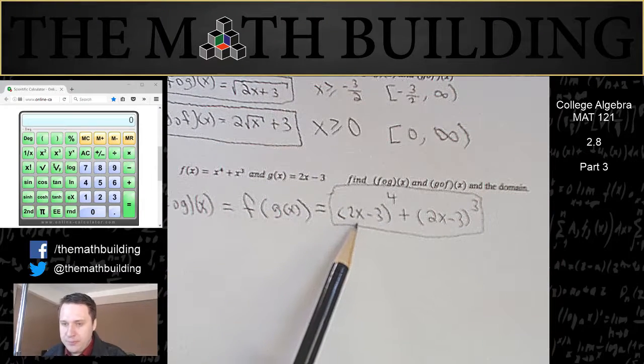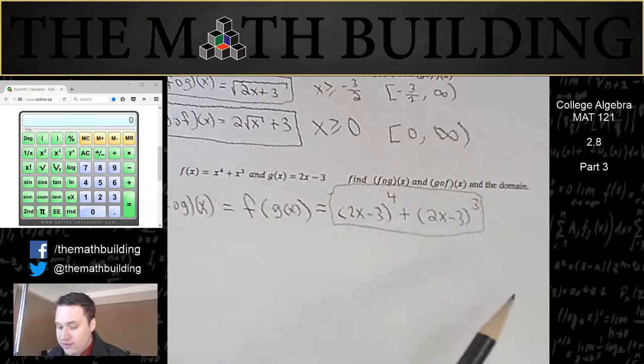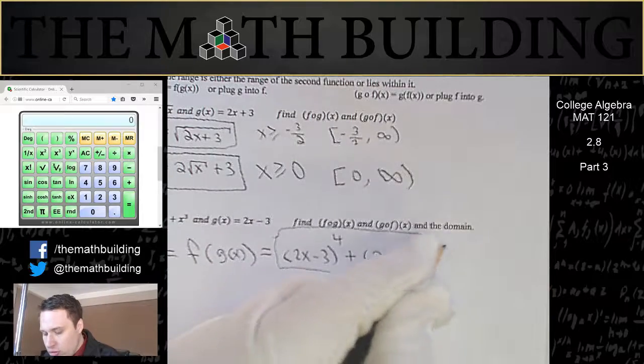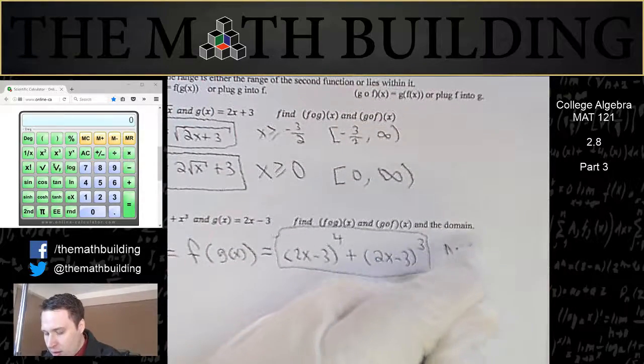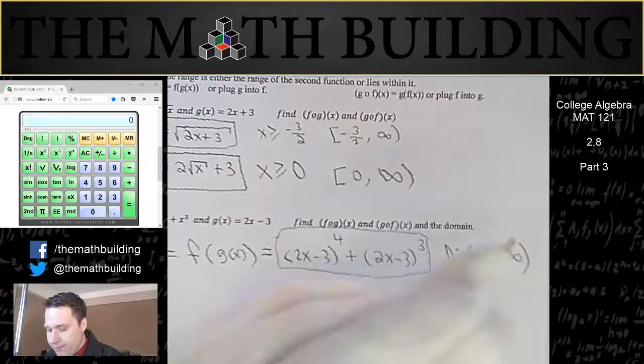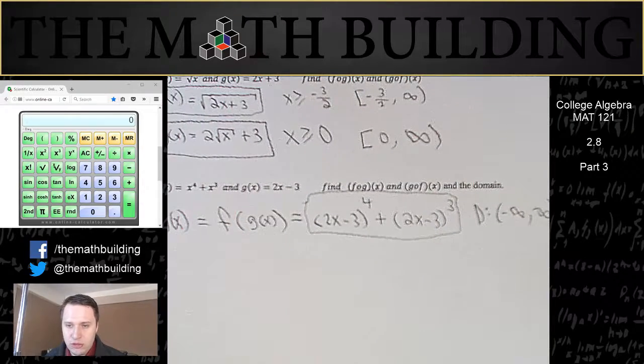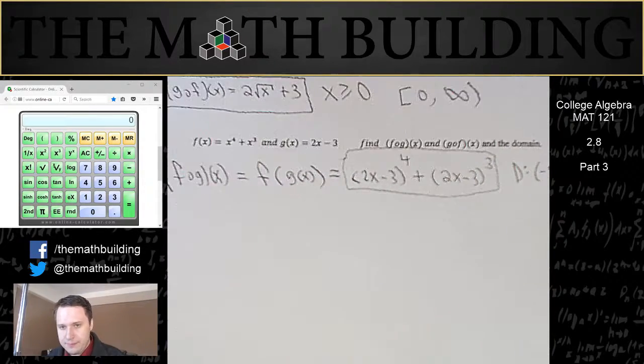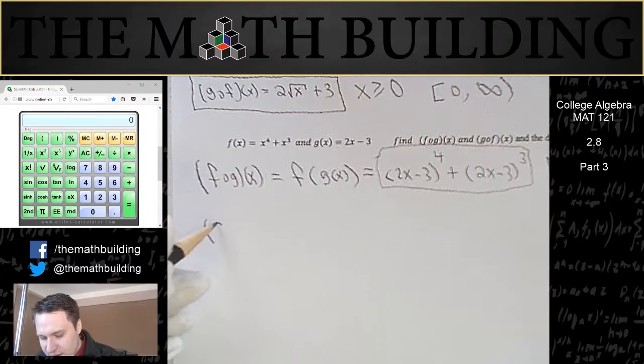What would the domain be? Are there any restrictions? I don't see any square roots. I don't see any fractions. So those are the only 2 restrictions we've looked at so far. So there's no restrictions, so the domain is going to be all real numbers. That's nice and easy. No fractions, no square roots, so our domain is easy. Let's do g of f now.